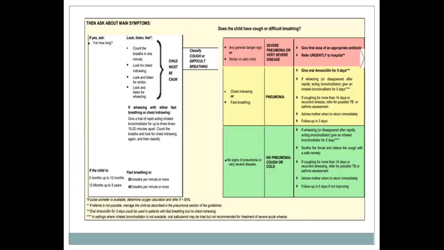Follow up in 3 days. If there is no sign of pneumonia or very severe disease, soothe the throat and relieve the cough with a safe remedy. If coughing for more than 14 days or recurrent wheezing, refer for possible TB.